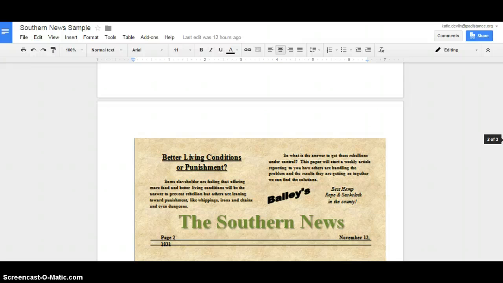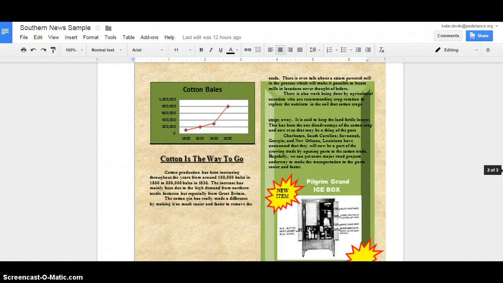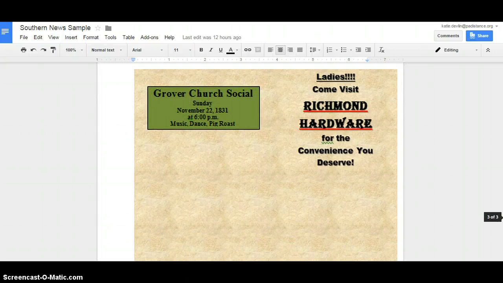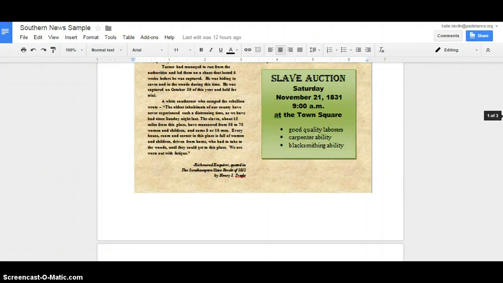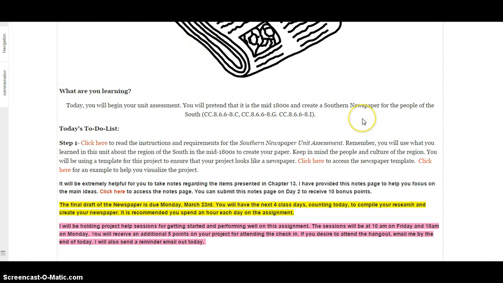I've talked about living conditions. I've included an ad about products. I have an article about cotton with a graph or a picture. And I'm also advertising an icebox, much like you would. So again, please take a look at this example. Really give it a quick glance through. Notice what I've done and let me know if you have any questions. Let's move on to the next part here.